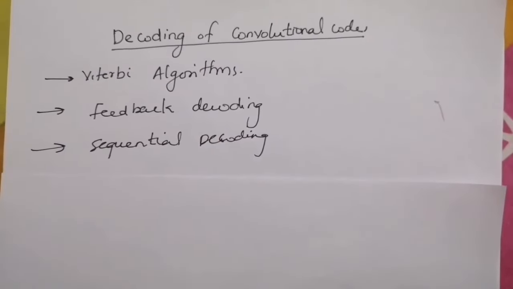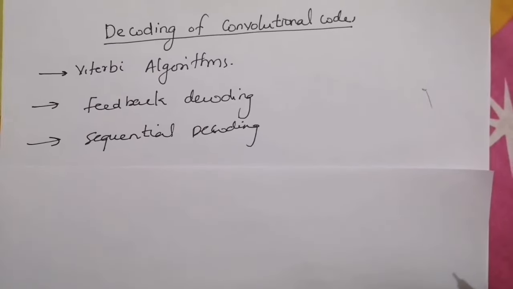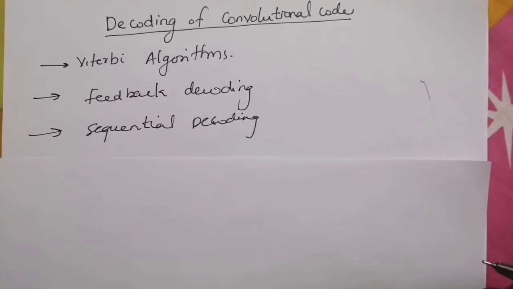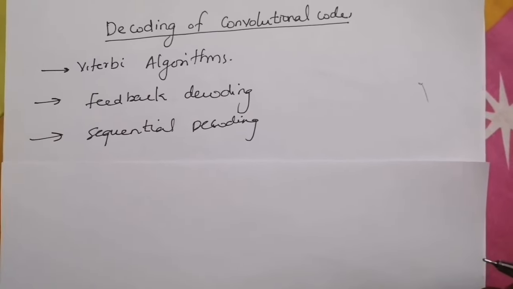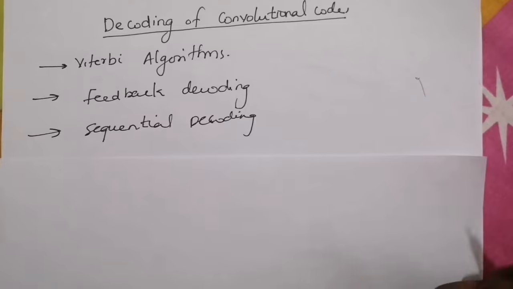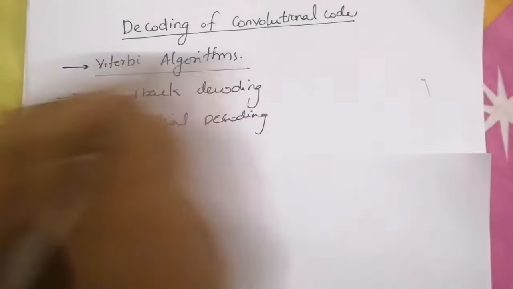Today we will discuss decoding of convolutional codes. In the last class, we discussed convolutional encoders and three representations of convolutional encoders, namely code tree, code trellis and state diagram. The knowledge of code trellis and state diagram is highly essential for studying the decoding of convolutional codes. There are three methods commonly used: the Viterbi algorithm, feedback decoding and sequential decoding. Out of these, we will discuss only the Viterbi algorithm.